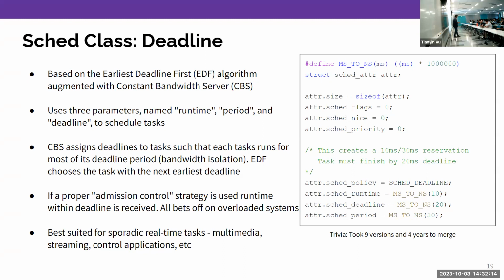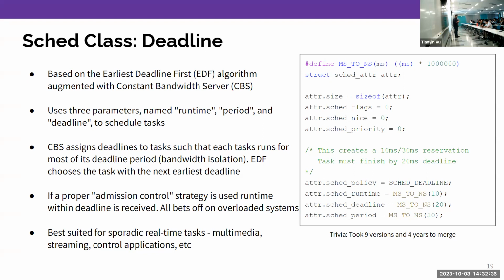It has 3 major properties: a period, a runtime, and a deadline. The period tells you the cycle in which you're going to run. The runtime tells you the amount of time that you want to actually run for. And the deadline tells you the maximum amount of time by which you should have run.